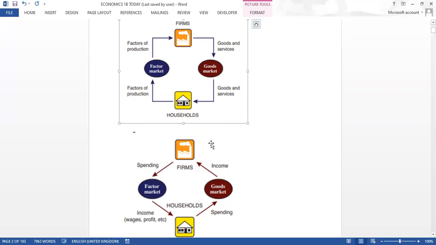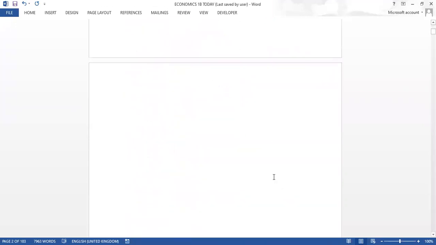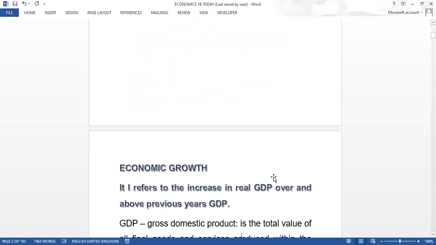So that's why you see here that the firms spend on the factor market, and as they are spending on the factor markets, this is coming to the households as income. And that's why you see the wages, the profits, the rent, etc. And the income that has been received by the households would be spent on the goods market, and the same spending again becomes income to the firms. So at the end of the day, we're supposed to be getting the same value if we look at the three methods of production.